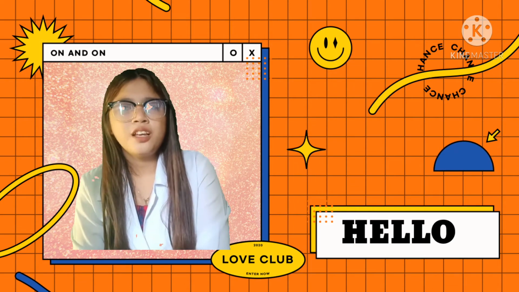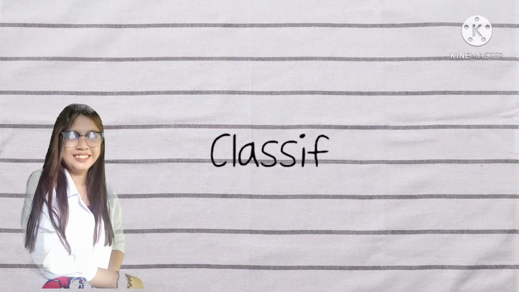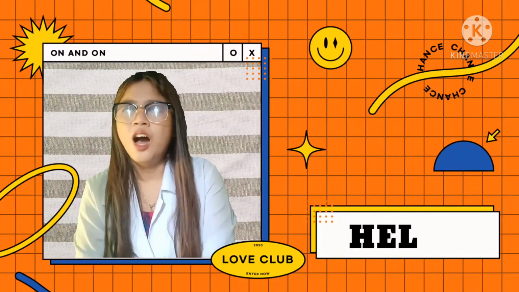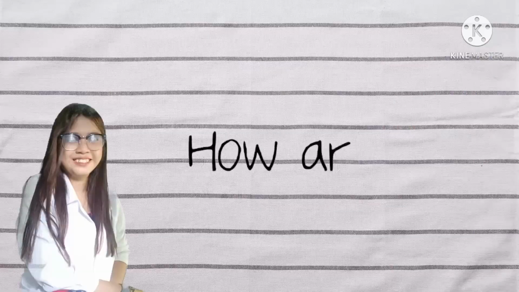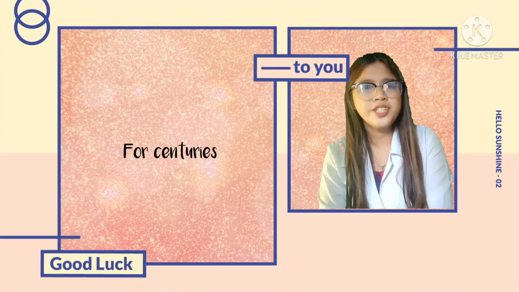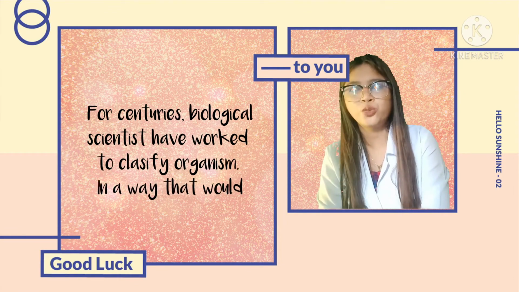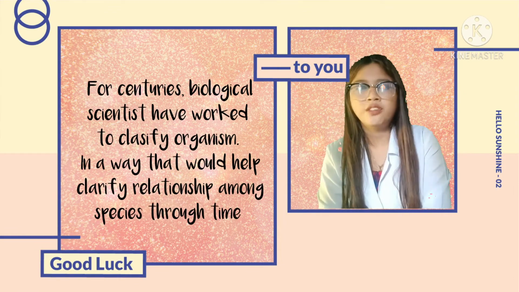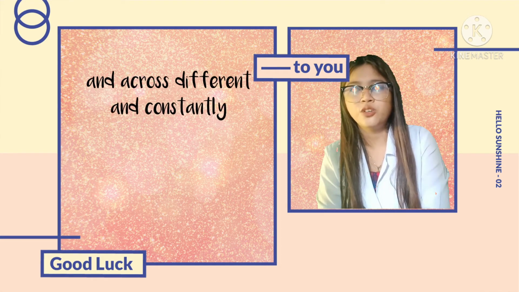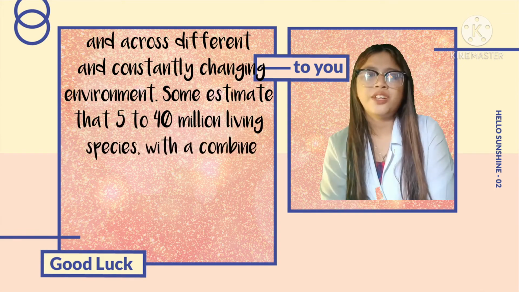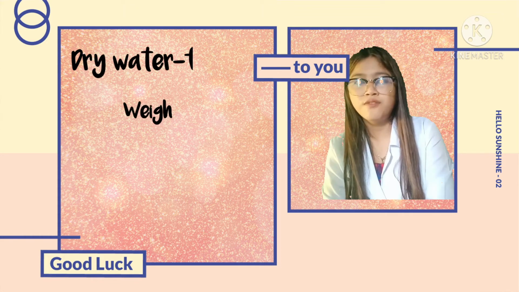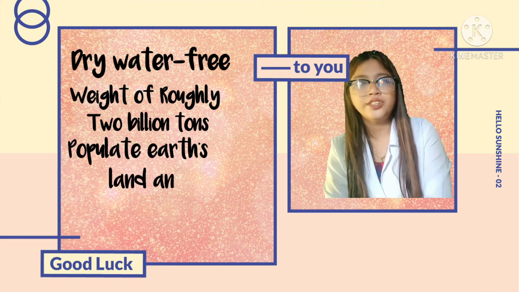Now, let's talk about the classification of plants. How are plants classified? For centuries, biological scientists have worked to classify organisms in a way that would help clarify relationships among species through time across different and constantly changing environments. Some estimate that 5 to 40 million living species, with a combined dry or water-free weight of roughly 2 trillion tons, populate Earth, land, and water.